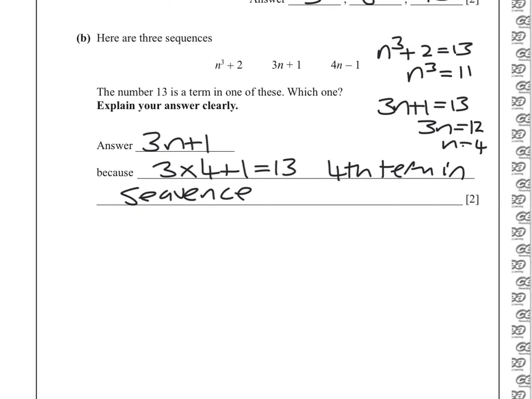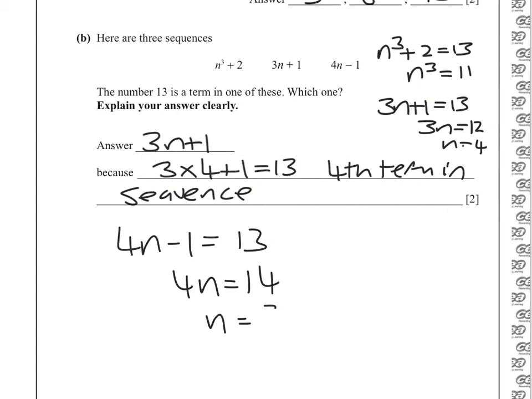I'm just going to check now the last one. 4n minus 1 equals 13 would mean that 4n equals 14, and n would be 14 divided by 4, which is 3.5, and you cannot have a 3.5 term.